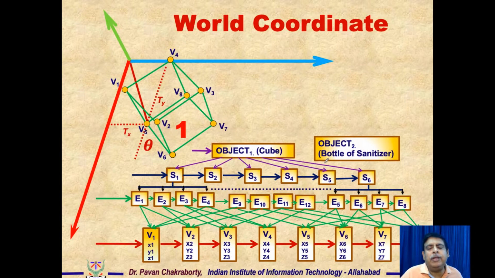And similarly, we had other objects, like the second object, the bottle of sanitizer, and other complex objects which we had in our previous photograph. Now this forms the object linked list. So let us continue with object 1.